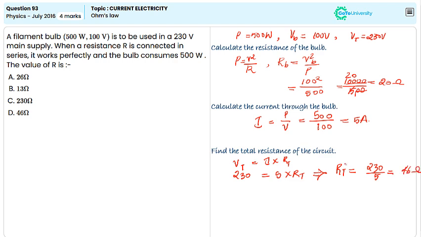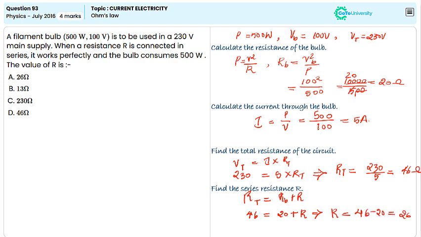Next, we need to find the series resistance, and it is given by the formula R total is equal to R bulb plus R. We have R total, which is 46, is equal to R bulb, which is 20, plus an unknown resistance R, which implies R is equal to 46 minus 20, which is 26 ohms. So the right answer is option A.